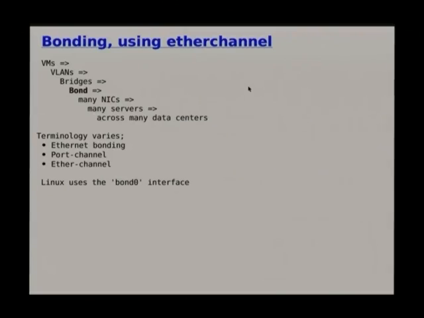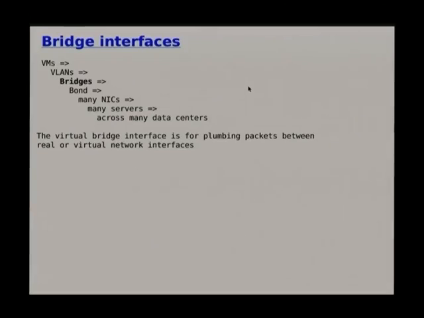Now, on Linux, you've got this really nifty thing called channel bonding, or Ethernet bonding, or port channel, or EtherChannel. There's a lot of different terminology for this on different network hardware. So on Linux, you use the bond0 interface to group together a bunch of network interfaces. So, bridges, we all know what bridges are. You plumb your network interface into your VMs, the virtual network.